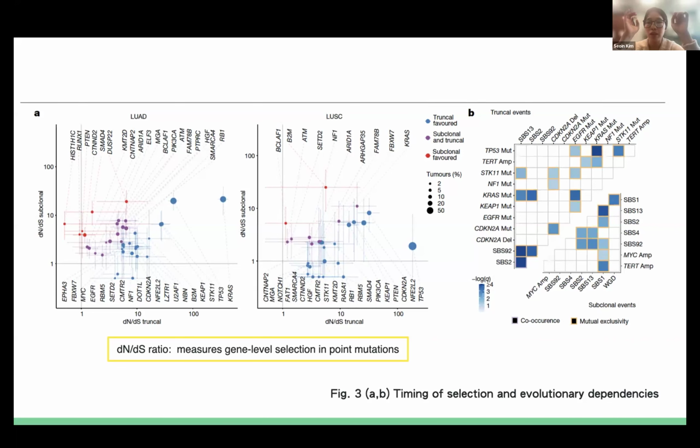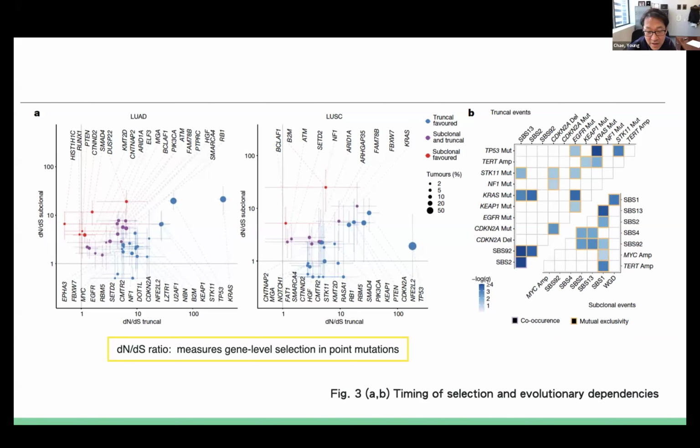So depending on the tumor types, some sets of genes were mutated early in the cancer evolution. For example, KRAS is actually truncal for adenocarcinoma, whereas in squamous cell carcinoma, it's on the red-purple dot. It's not as truncal as in adenocarcinoma. So that's how they came up with the phylogenetic tree. Yeah, it's really interesting.